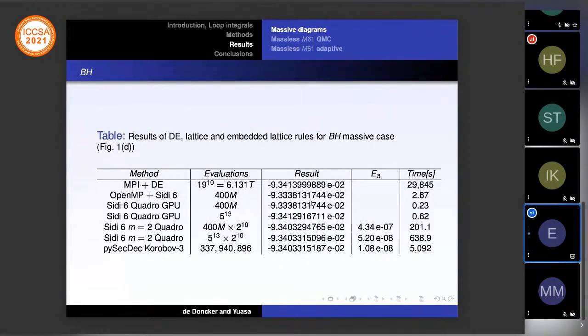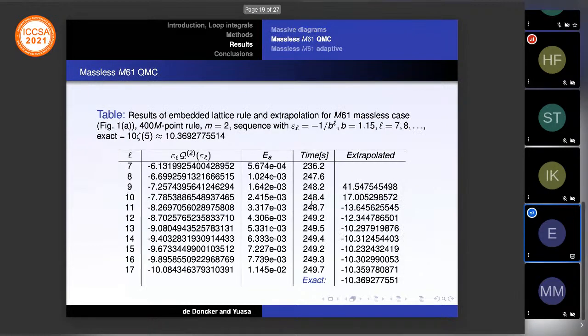And then similarly for BH, right, and here we have an example of an extrapolation. So in the second column of this table, we see a sequence of integration results. The sequence is calculated as epsilon gets smaller. It's a geometric sequence of epsilon.